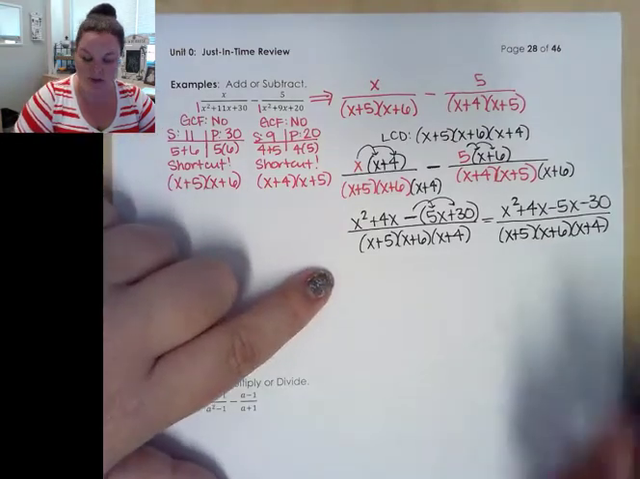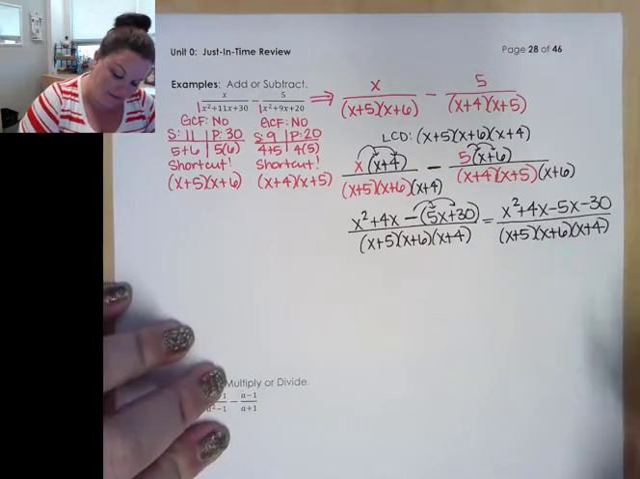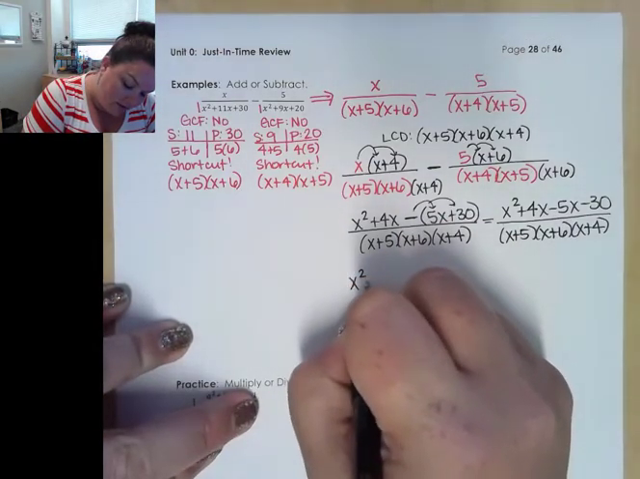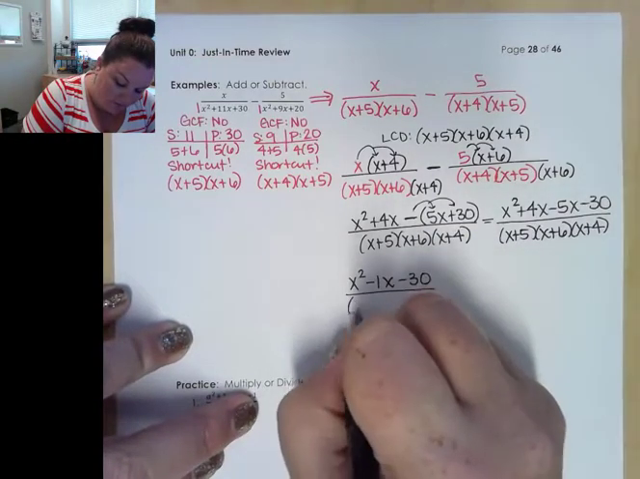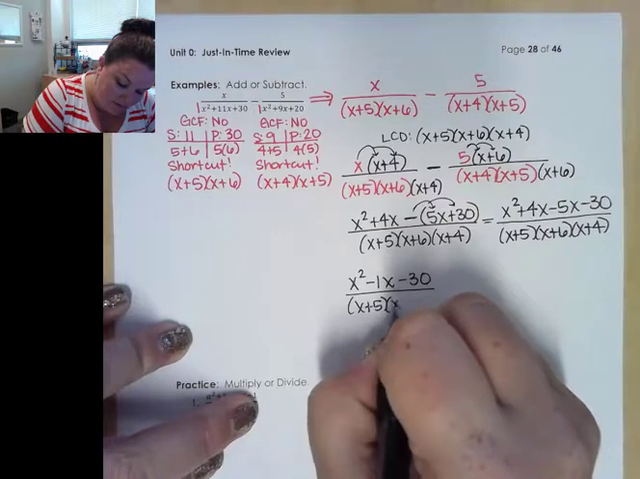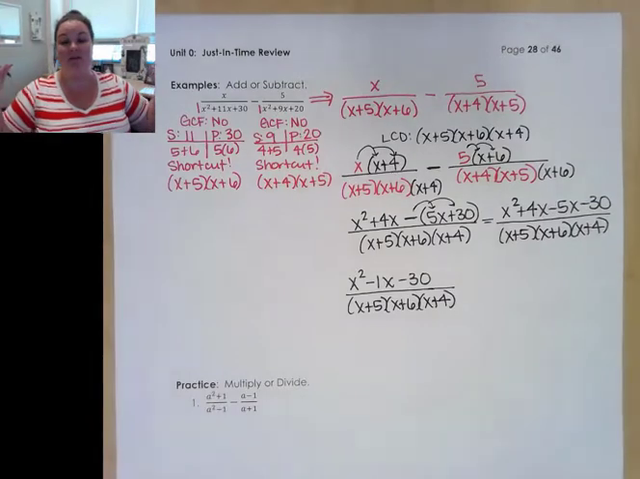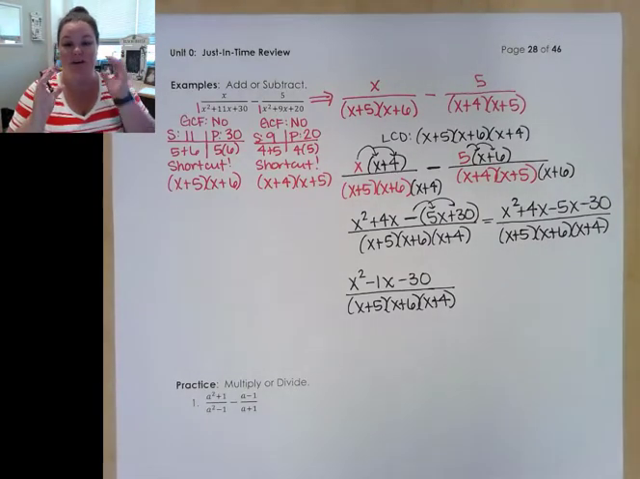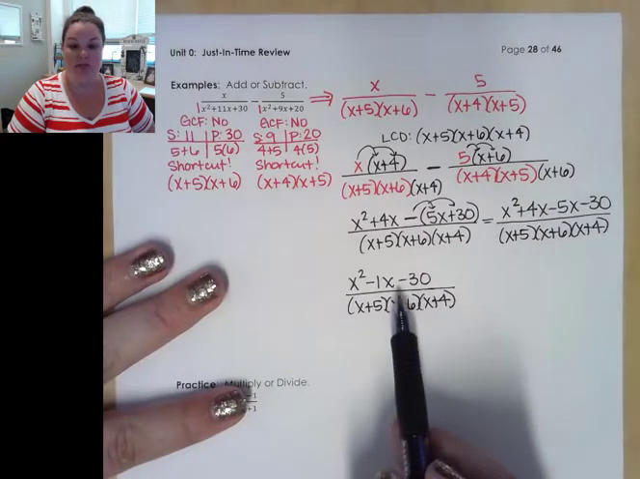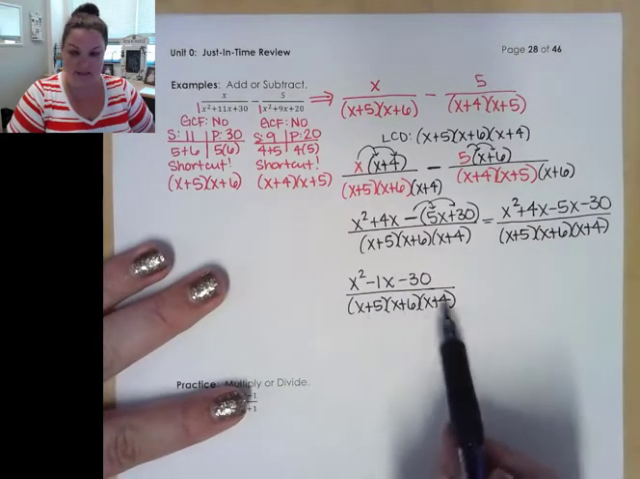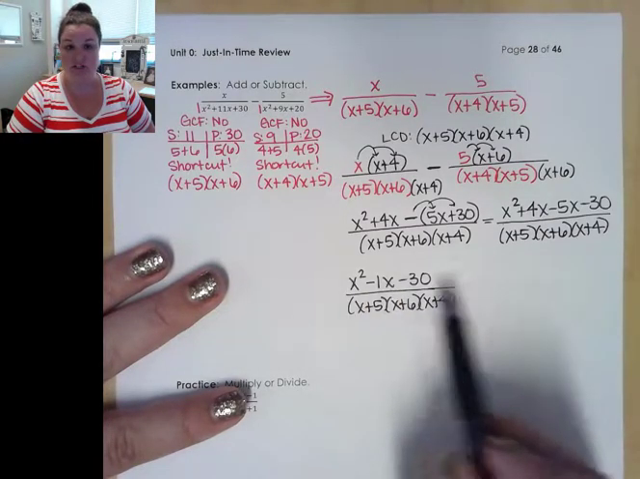Okay, and then notice I have common terms. I can combine my 4x and my negative 5x. So this gives me x squared minus 1x minus 30 all over x plus 5 times x plus 6 times x plus 4. Okay, so now we have it all combined down into one term. Now that we have our one term, the last thing we have to check is to see if that term will factor, because if it will, maybe we can cancel out one or more of these factors on the bottom. If it doesn't, then we just stop here.